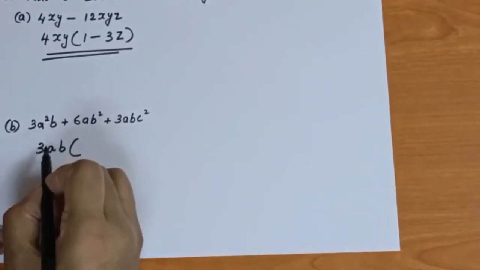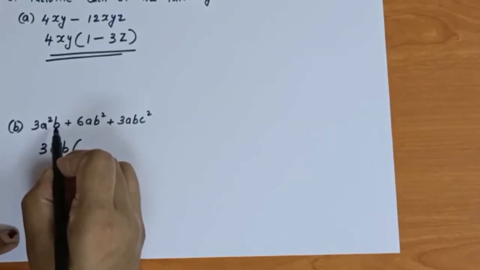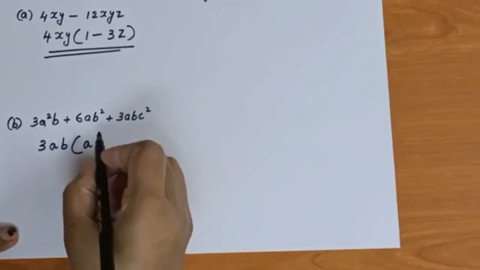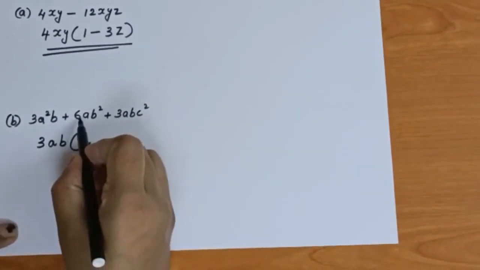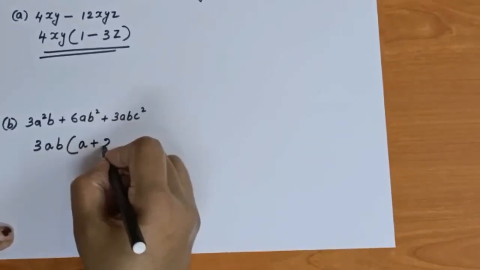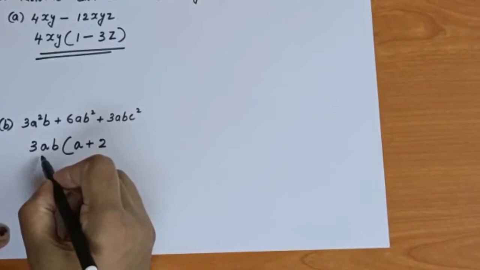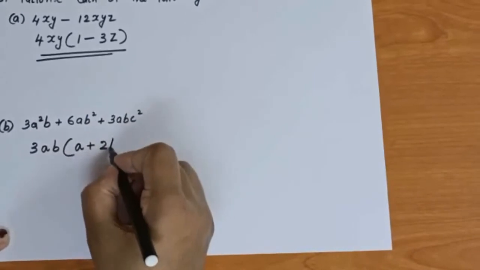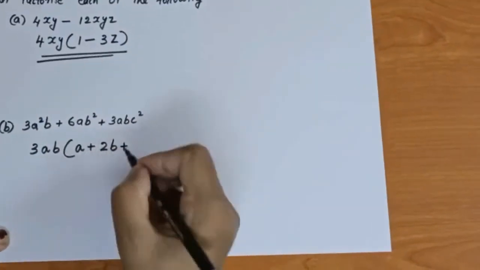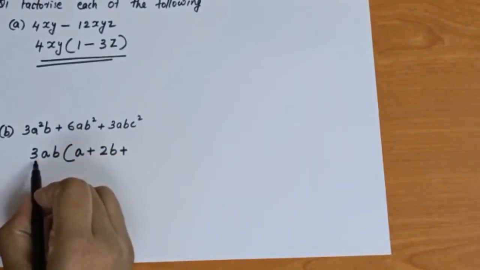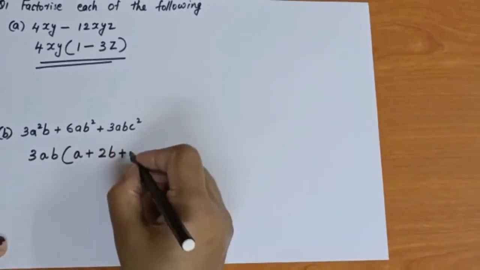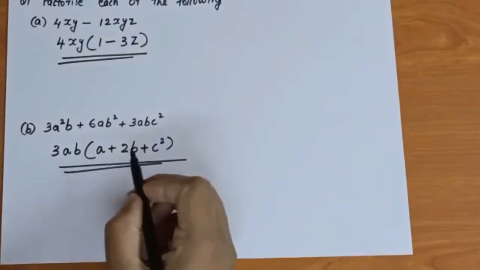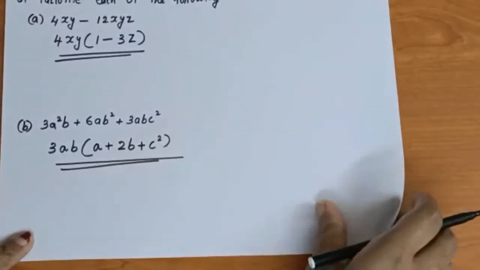When I am taking 3ab from 3a square b, what is balance? Here one a is balance, so we can keep that a. Then 3 table where 6: 3 2s are 6, so keep 2. a we already took outside. From b square, 1b we took outside, so one more b is left. So put that b. Plus, 3ab we already took outside, c square is balance, so we can put that c square. So the answer is 3ab into a plus 2b plus c square.